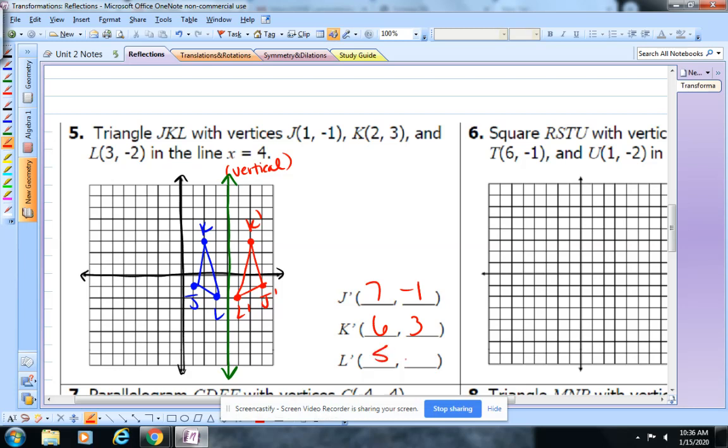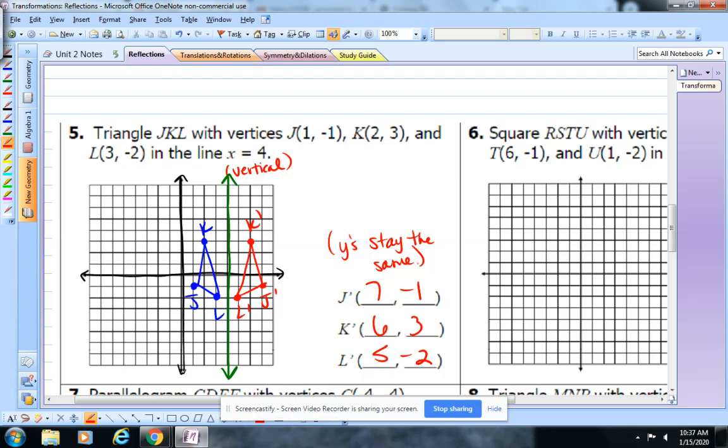Now Mrs. Will got it right. So, question. Like I said, there wasn't a fancy trick, but is there something you noticed? The Y stayed the same. Okay? So, if you have a vertical line that you're reflecting over, your Y's stay the same. So, you might want to write that as a hint. Y's stay the same if it's a vertical line.